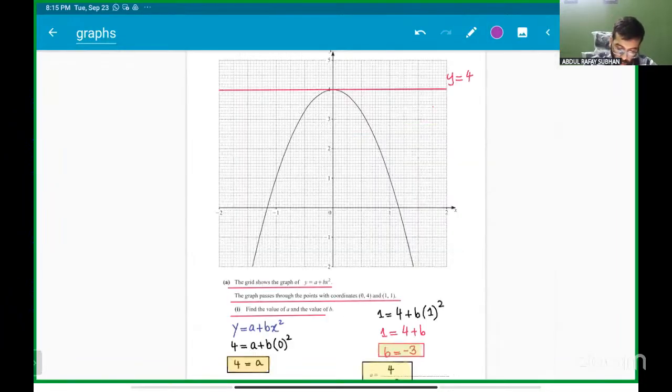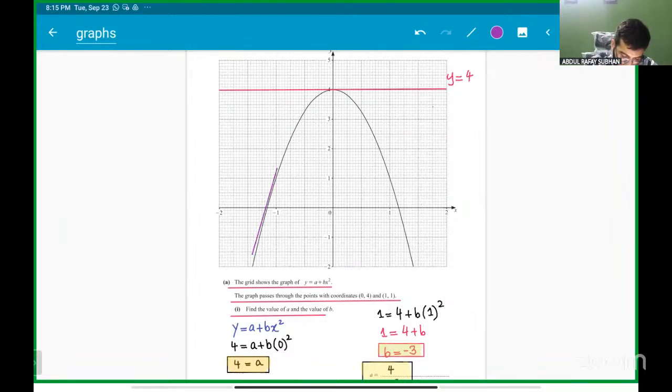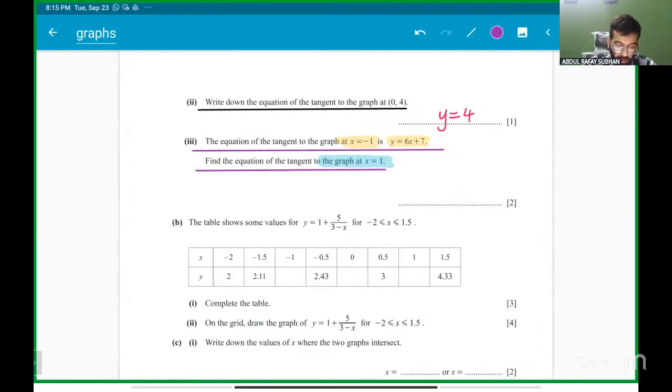So we go and see what equation of the tangent comes at minus 1. As you can see, students, when x is minus 1, if I make the equation of the tangent, at minus 1 the equation is y equals positive 6x plus 7.